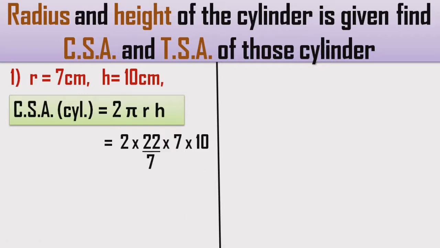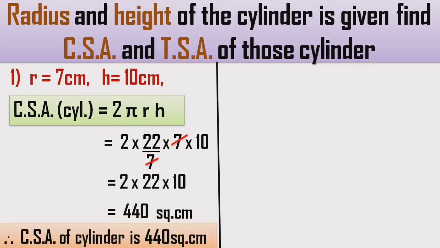We get the answer 2 into 22 upon 7 into 7 into 10. The moment you observe the values, you will come to know that we can cancel out 7 by 7. It results in 1, and if you do not write that 1, it doesn't change the answer. Now we are left with 2 into 22 into 10. The moment you carry out the operation, we get the answer 440. Do not forget to write the unit of the area, that is square centimeter, and here comes the final answer.